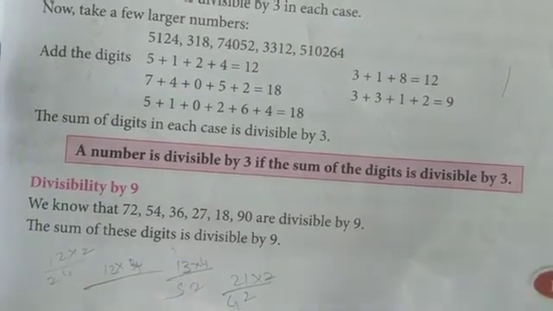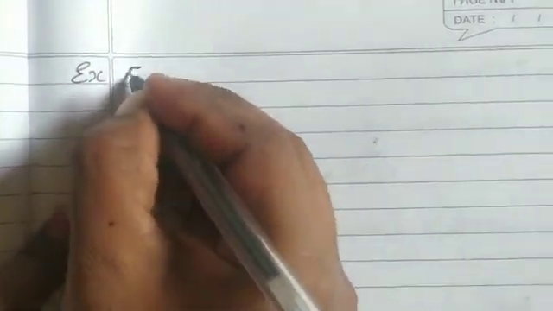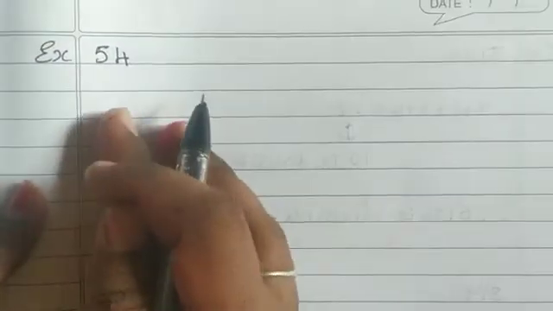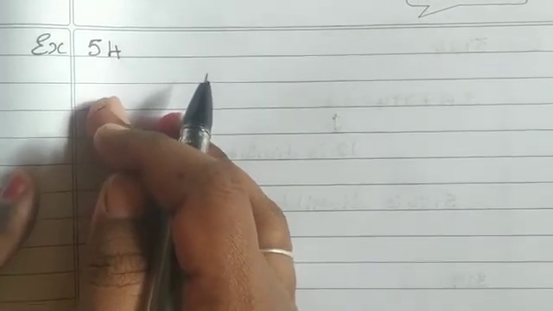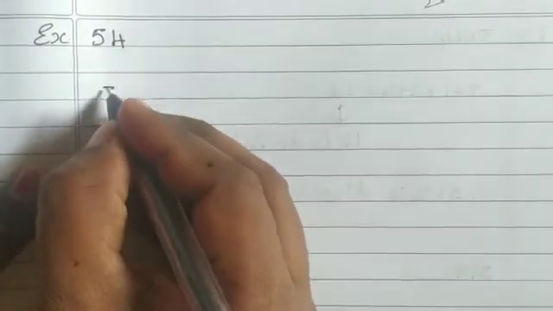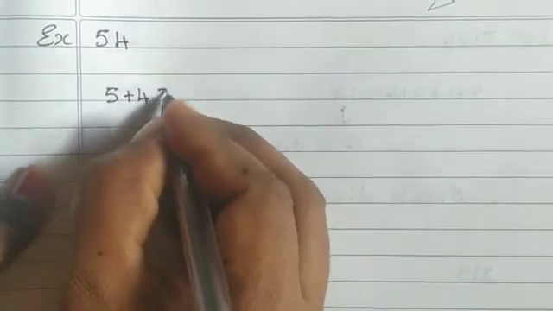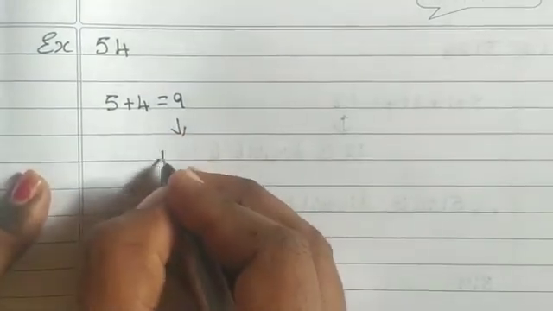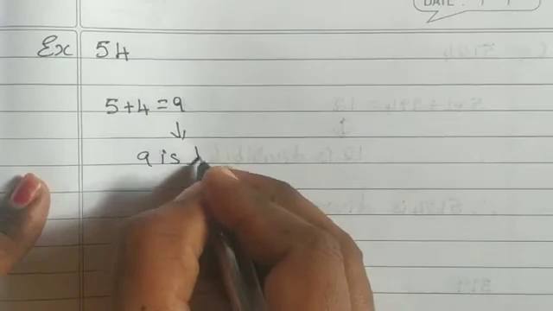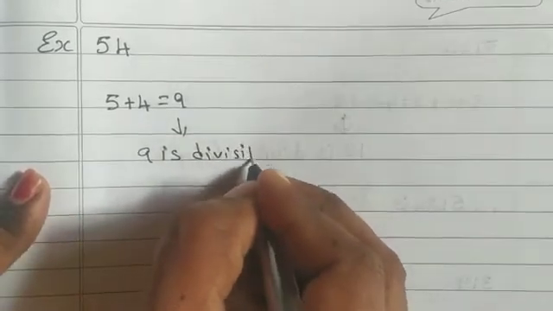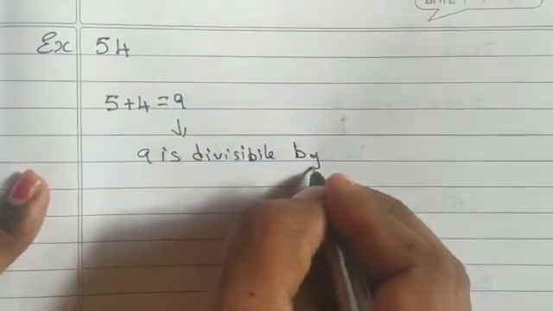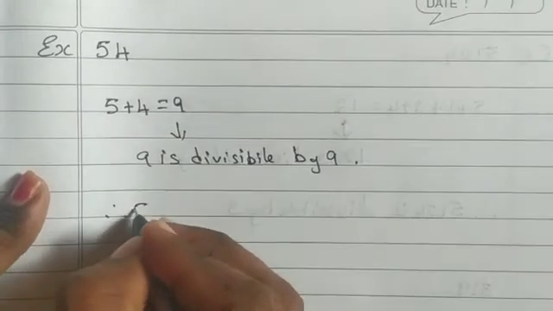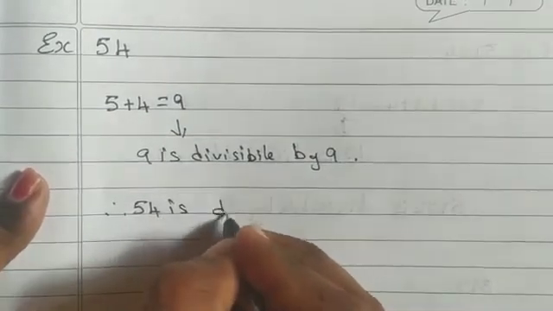See the example of how to find. Here we will take 54. Is 54 divisible by 9 or not? We will find the sum. 5 plus 4 equals 9. So here you got 9. 9 is divisible by 9. So we will write therefore 54 is divisible by 9.